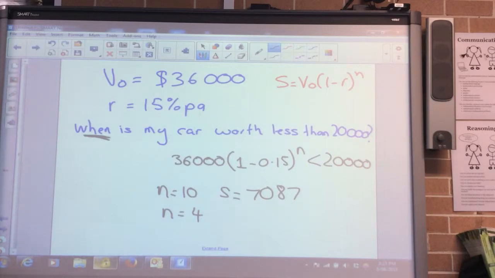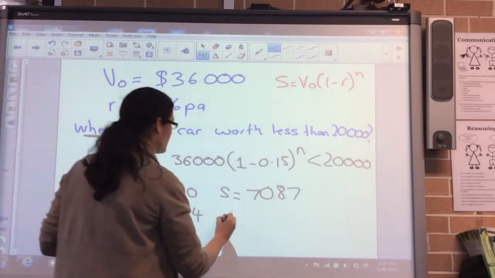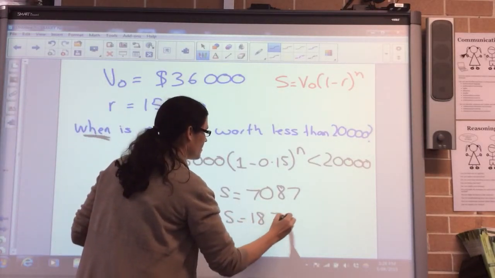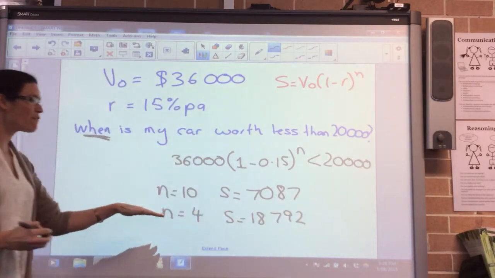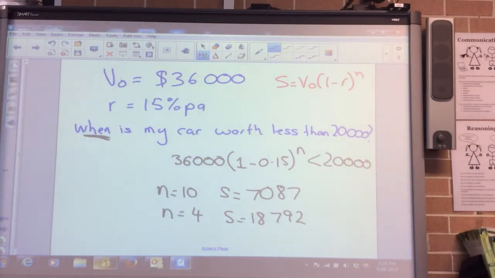I want you to type it in again. Okay, if you want to be quick, you can just arrow back and change the 10 into a 4. That's the quickest way to do it. So don't retype the whole thing. 18,792. Okay, so at 4 years, it's definitely below 20,000.